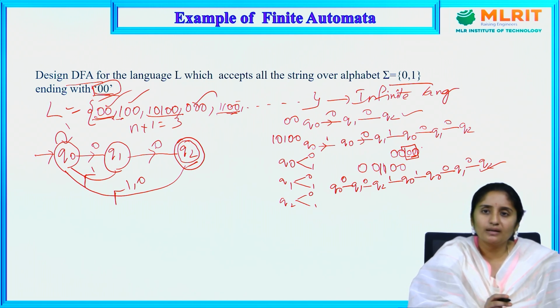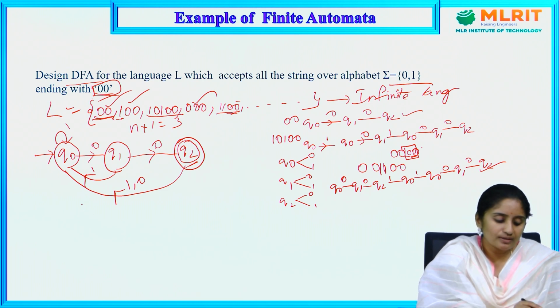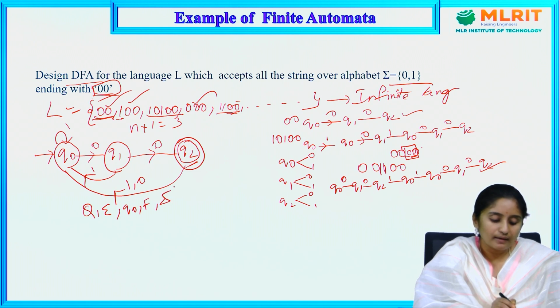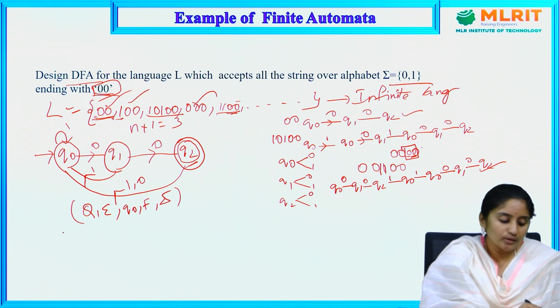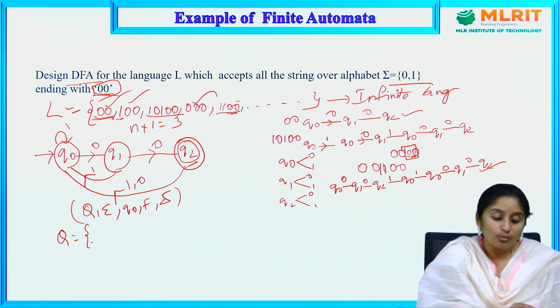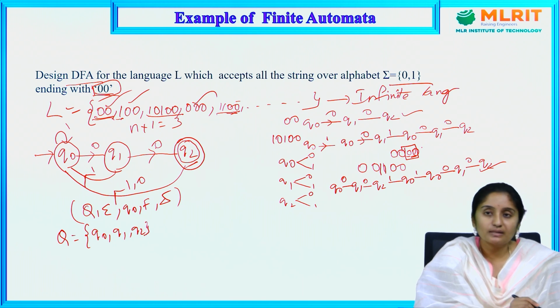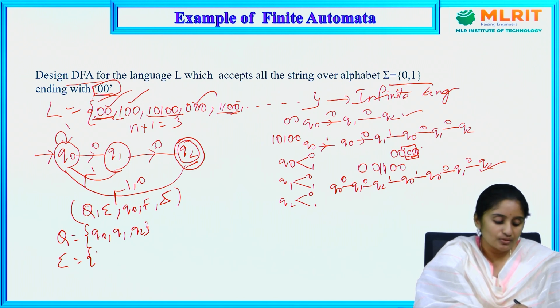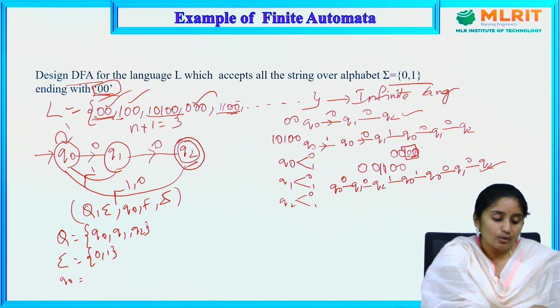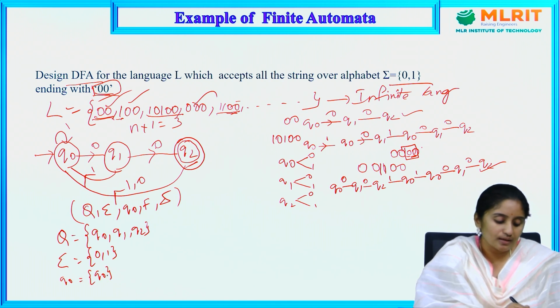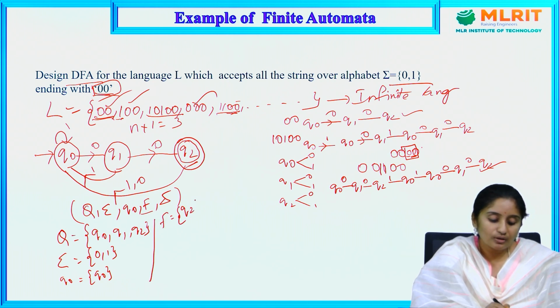In the same way we can construct the 5 tuples. What is the way to construct the 5 tuples? Q, sigma, Q0, F, delta. These are the 5 tuples. What is Q here? Based on this diagram, how many states are there? There are 3 states: Q0, Q1, Q2. These are the set of states. Next, sigma. What are the input symbols? 0, 1 are the input symbols. Q0 is the starting state. F is the final state. Q2 is my final state.